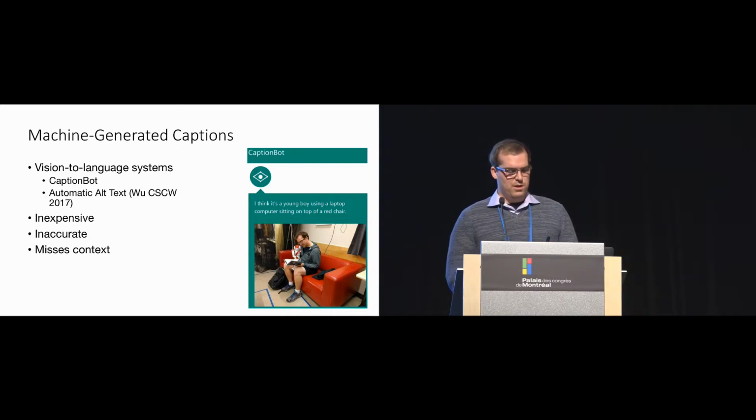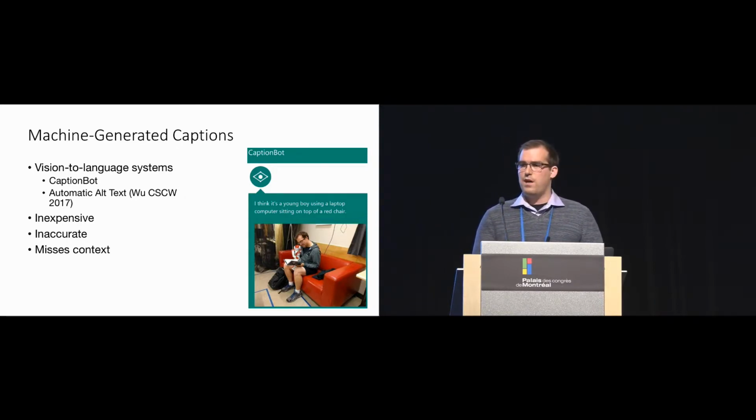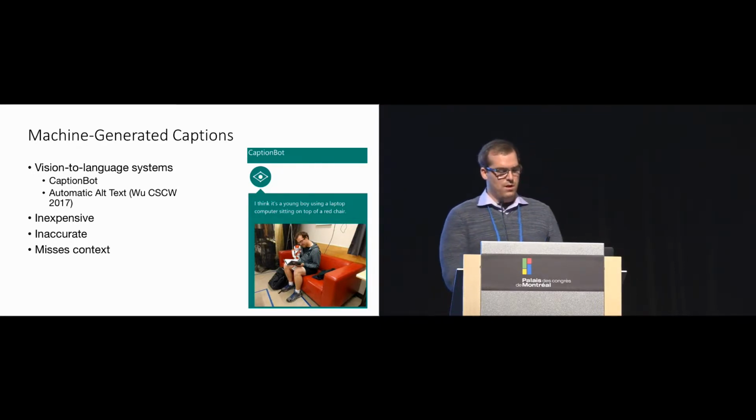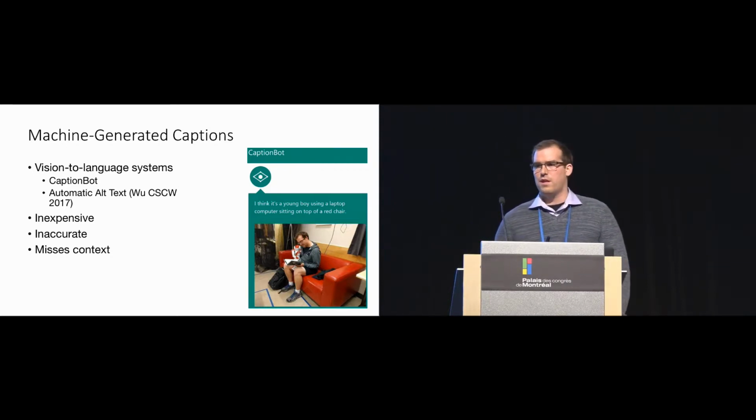Captions can also be generated using vision-to-language systems. Systems such as Microsoft's Caption bot or Facebook's automatic alt text use trained models to produce a caption automatically. These systems produce image descriptions at little to no cost to the user, but can be inaccurate or miss important contextual information.